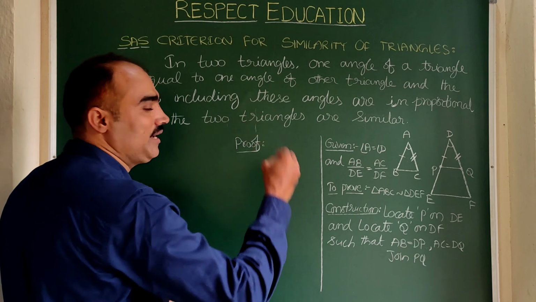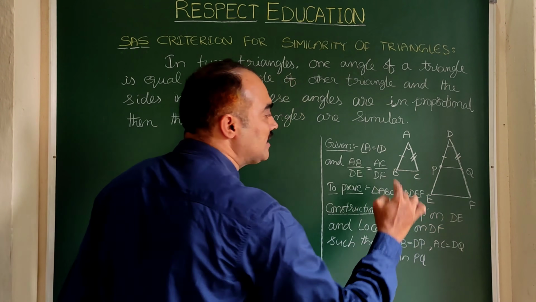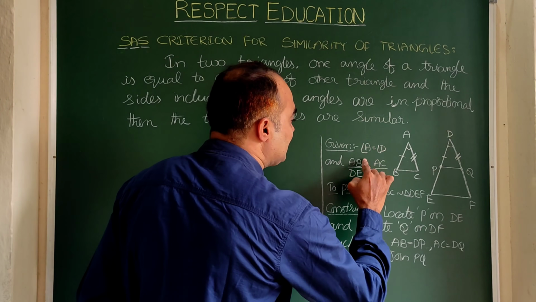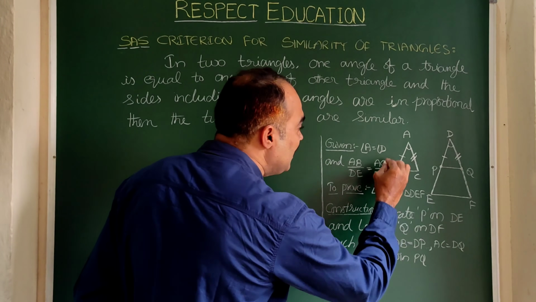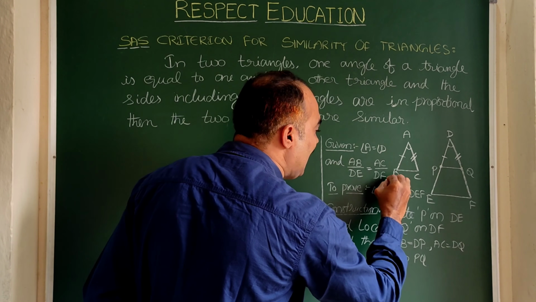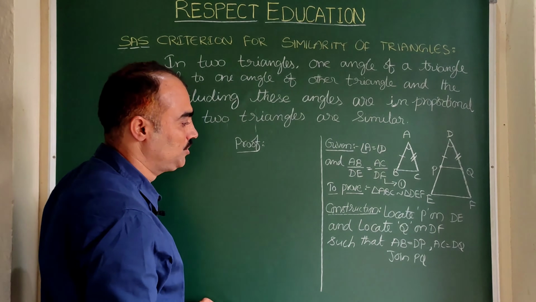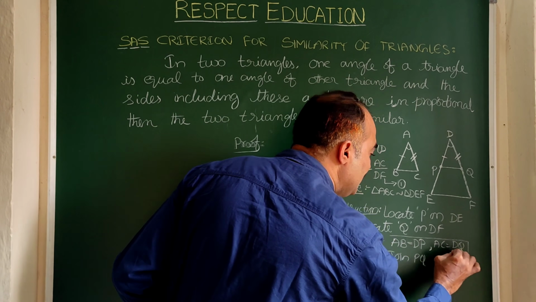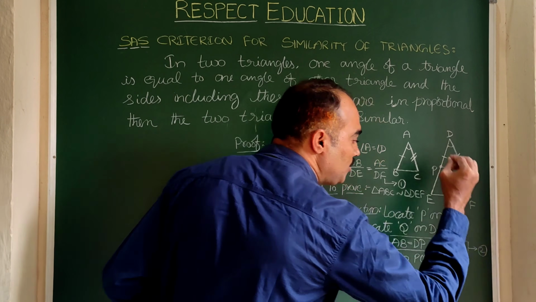Now we came to a particular stage where we need to prove these two triangles are similar. So here let us consider angle A equal to angle D, AB by DE equal to AC by DF. This full condition I am taking as equation number 1. In further it may be used. Same, AB equal to DP and AC equal to DQ. These two conditions I am taking as equation number 2.